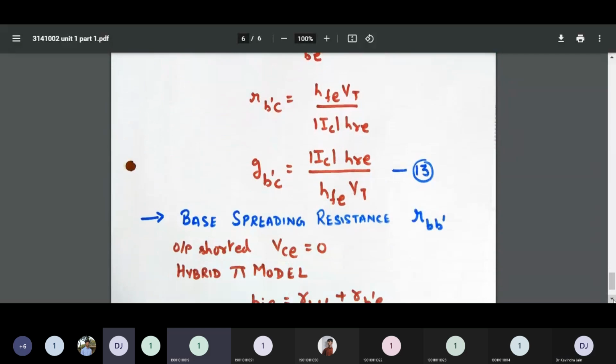So short circuit current gain including RL. Short circuit current gain using RL. Yes, sir.